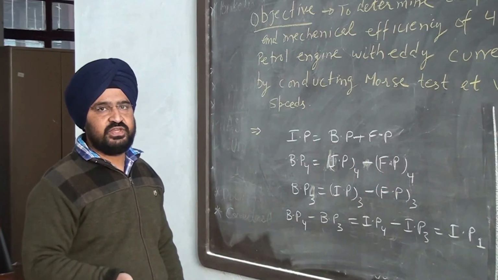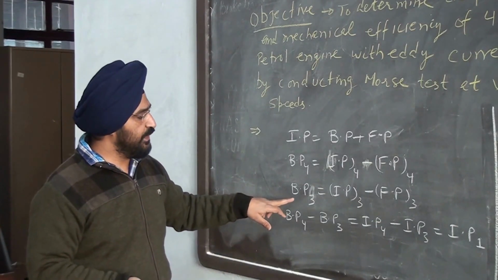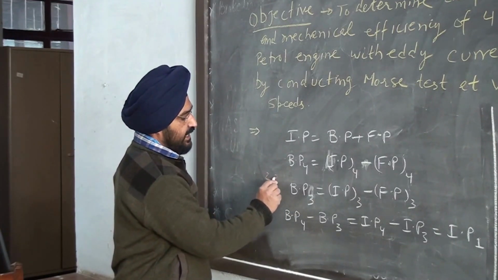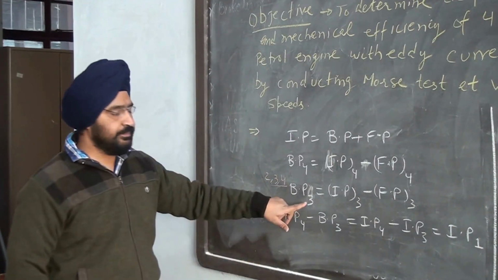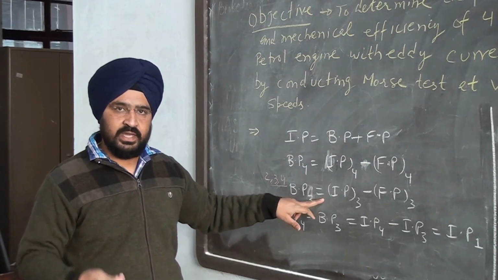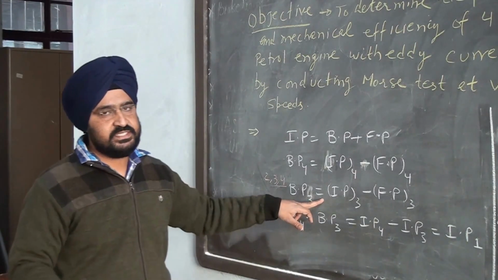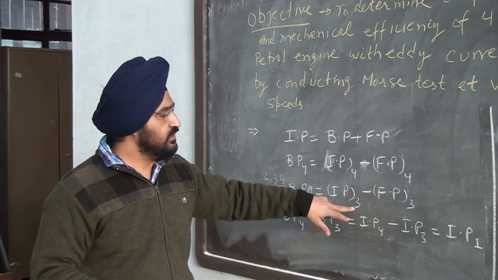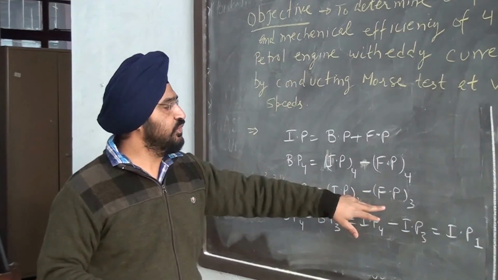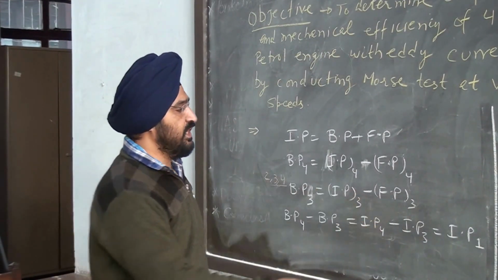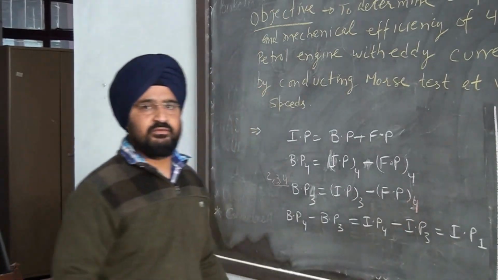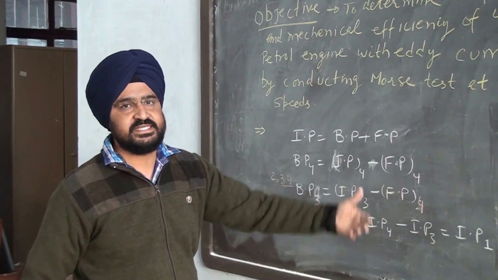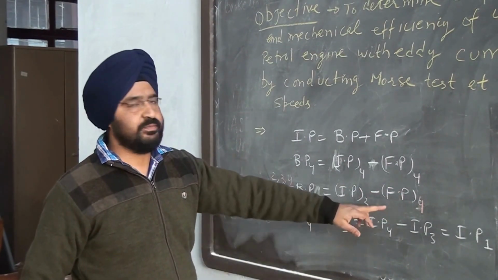Now since we have cut off the first cylinder, the brake power of the three cylinders, which are the second, third and fourth, will be equal to the indicated power of the three cylinders, since the spark plug is cut off and indicated power is not produced by the first cylinder, minus the frictional power of the four cylinders. The frictional power is not cut off, since the first cylinder is also moving, so the frictional power is this.